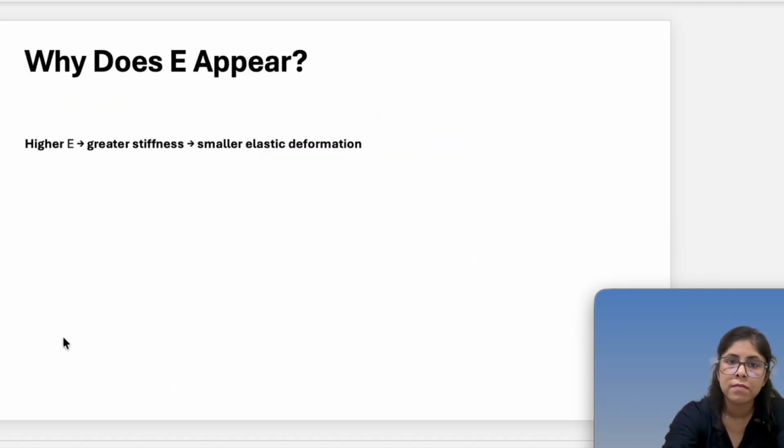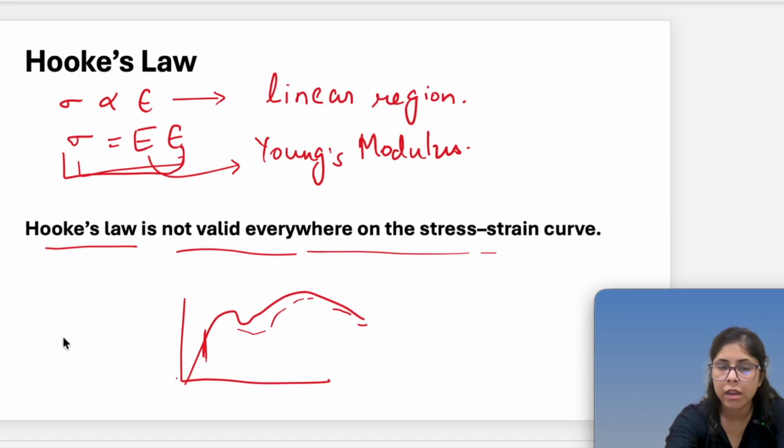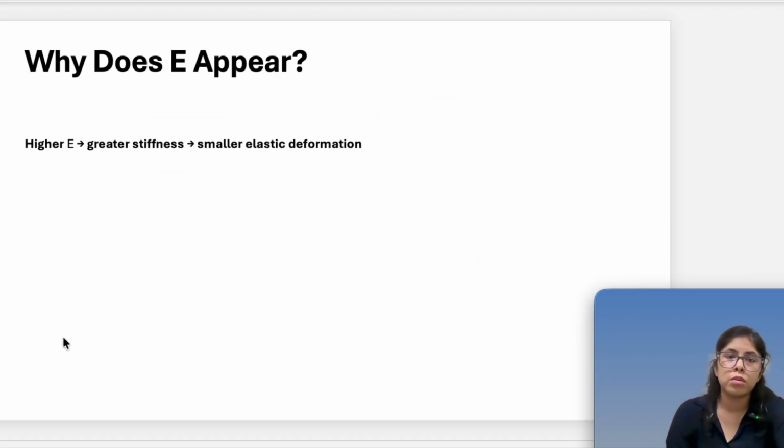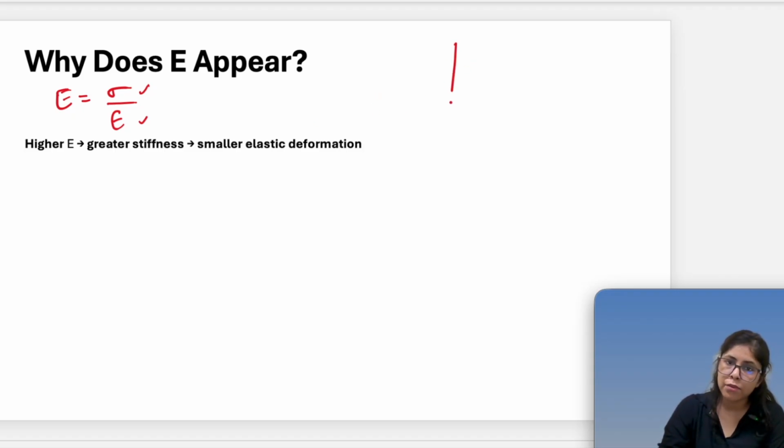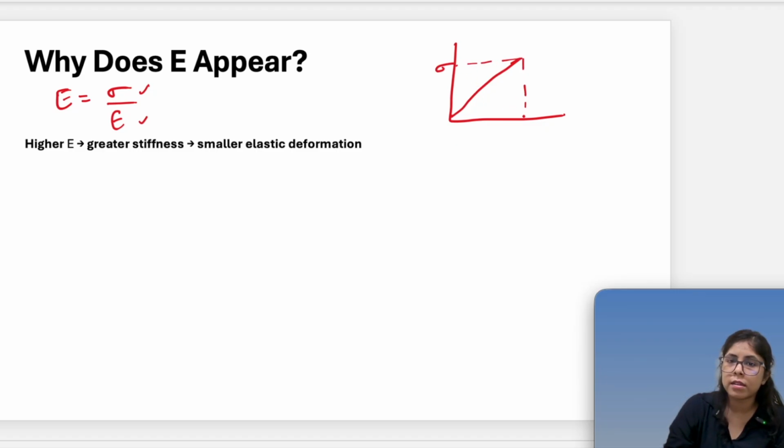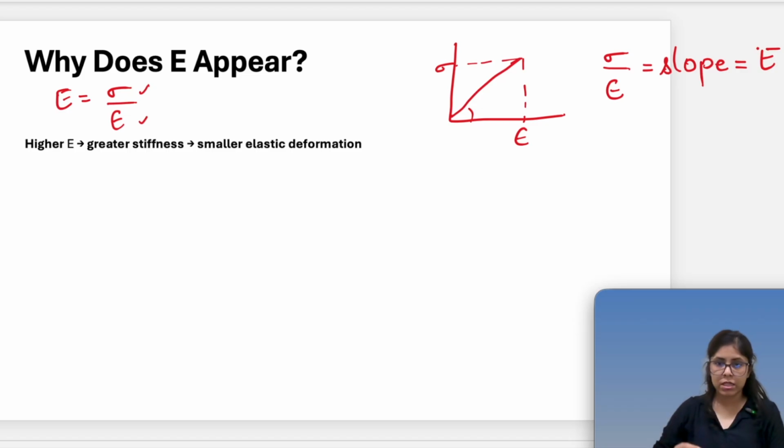The question comes to our mind: how can I write E, and from where does this E appear? From the relation that I calculated earlier, E is nothing but stress upon strain, and I can see from the graph, in the linear region, this is sigma and this is strain. So sigma upon epsilon is nothing but the slope, tan theta. So E is the slope of the stress strain curve till the elastic region, because that's the only part which is linear.